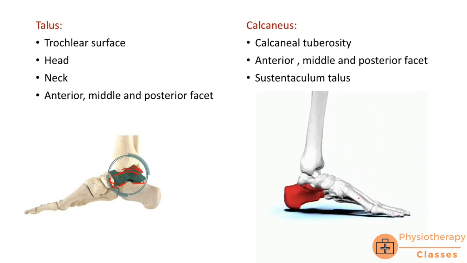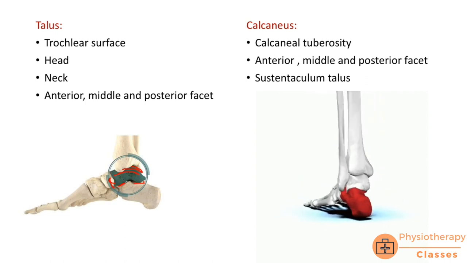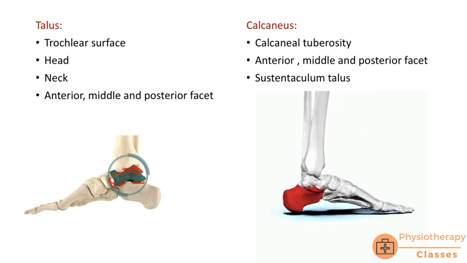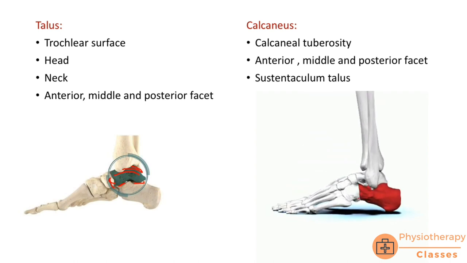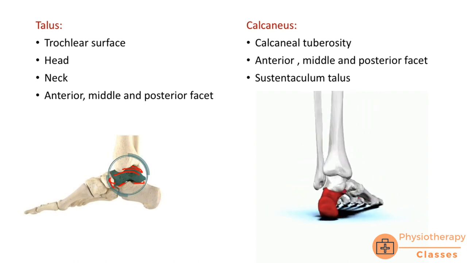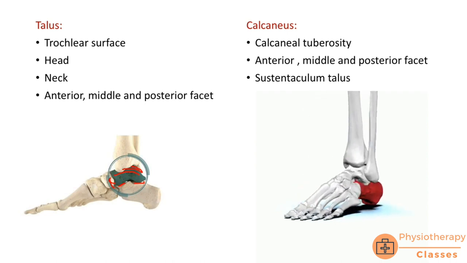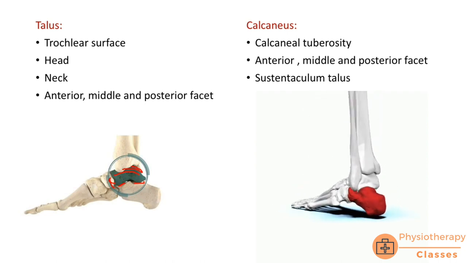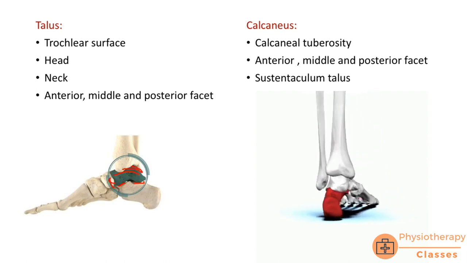So the anterior, middle and posterior facets of the talus are situated inferiorly, whereas the anterior, middle and posterior facets of the calcaneum are situated superiorly. This articulation forms the subtalar joint. The calcaneus also has a prominent projection called the sustentaculum tali.